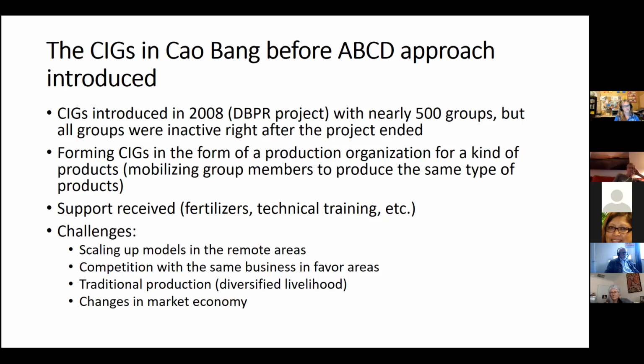Another issue is that, because of traditional production, the project intended to group them and have the group produce the same kind of product, one kind of product only. So each group focuses on only one product. But in fact, in rural areas, especially in Cao Bang, most people are poor and most are ethnic minorities, and diversity in livelihood is the way they live every single day. Another difficulty is how to help them deal with changes in the market. If we use a market economy or market-based approach for the business, they face such difficulties.